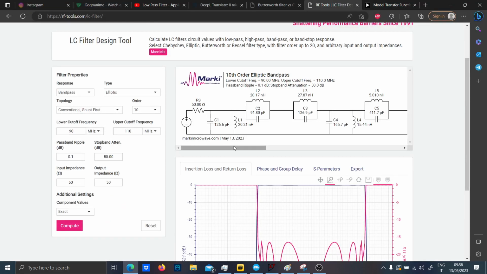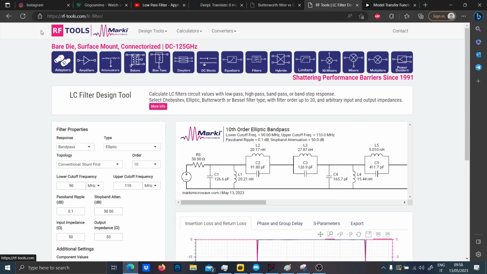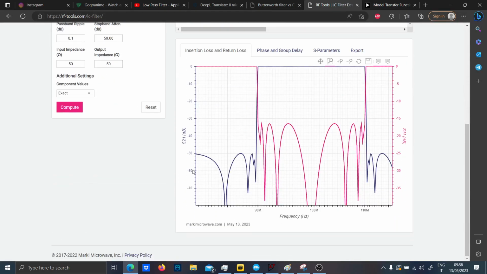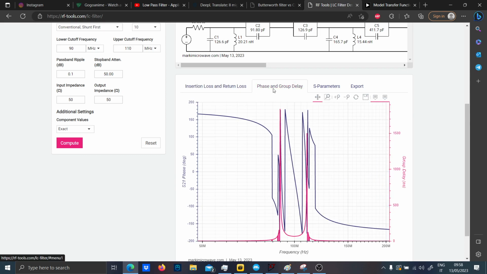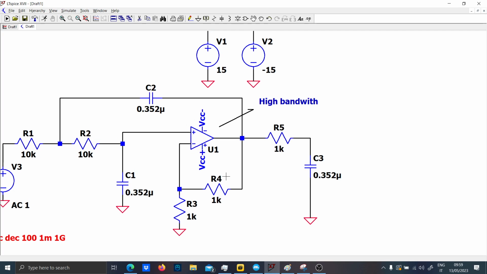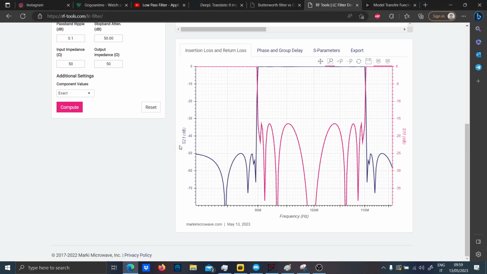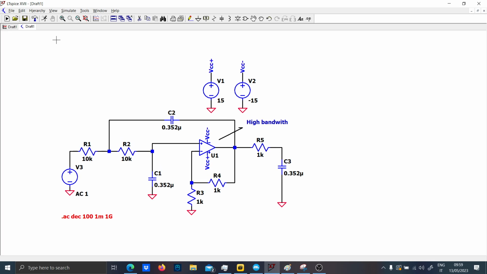In the next video, I will show you how to simulate this kind of filters in LTspice, because this is for RF electronics, and you have to know what S21 and S11 are, the S parameters and so on. Because LPF for RF electronics changes a bit. It's not so different, but it changes a bit.